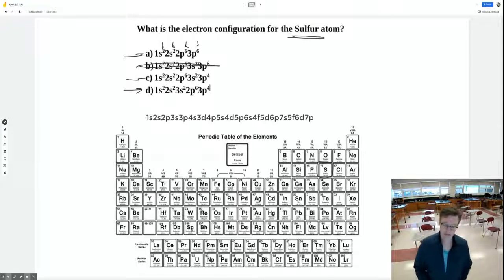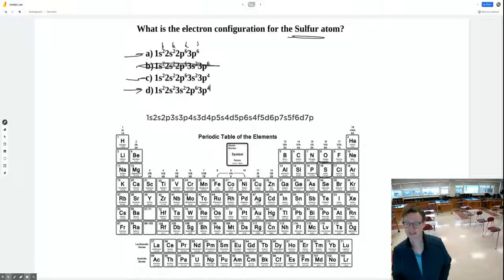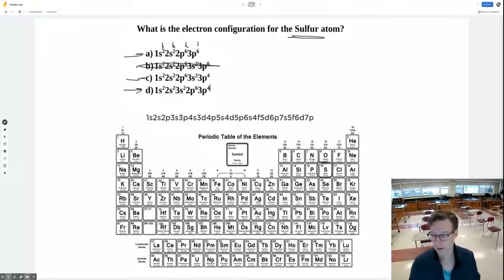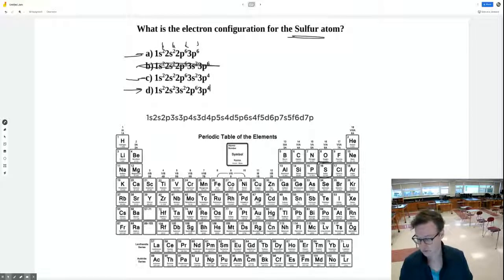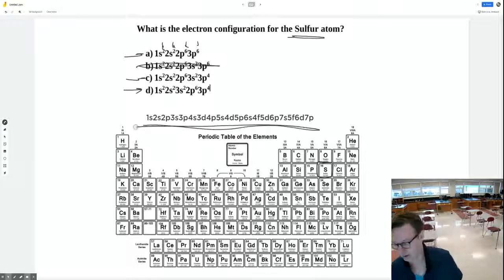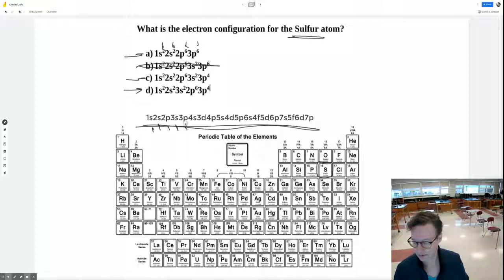So now we need to figure out which one of these is in the correct order and doesn't violate any of the rules. So here's the order down here. We can start by looking at that: 1s, 2s, 2p, 3s, 3p. Well, this is 1s, 2s, 2p, 3p. That skips the 3s orbital, so we can eliminate that one. This one is 1s, 2s, 2p, 3s, 3p. So that's the right order. So we're zeroing in on this being a possibility.